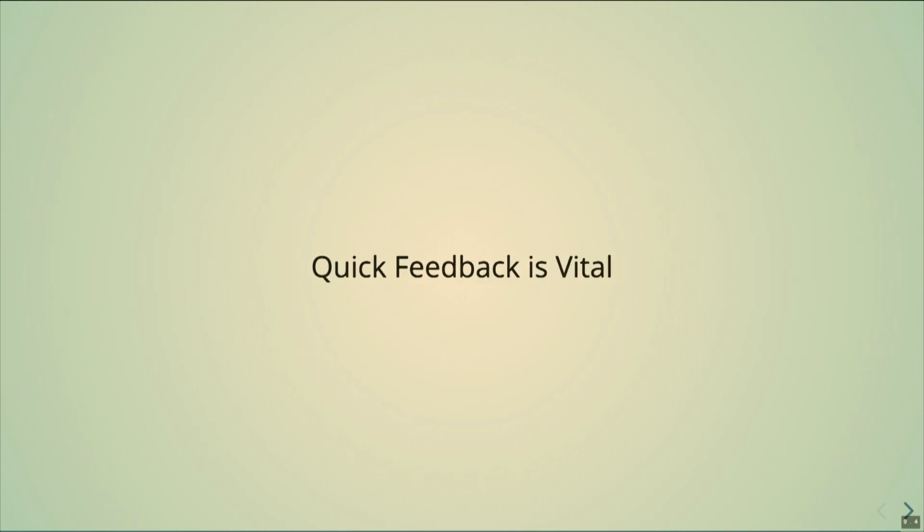And lastly, quick feedback is vital. Titus's talk yesterday had a nice picture of a thing he called shifting left. This is the idea that you really want to find out about problems as quickly as you possibly can. If you look at the issues that we discussed, the easiest ones were the ones where you had a compiler error. You write the problem, then you know about it immediately.